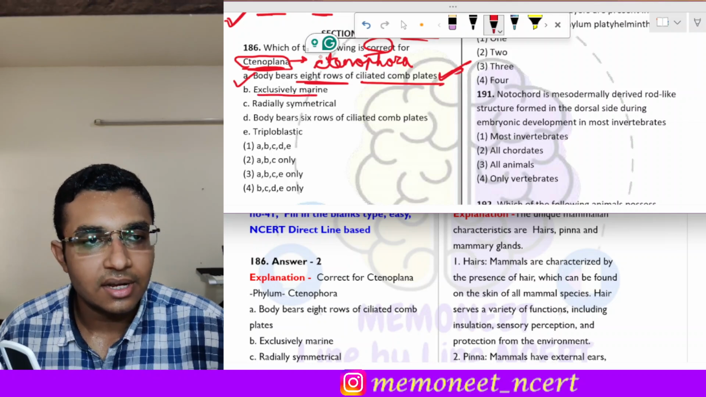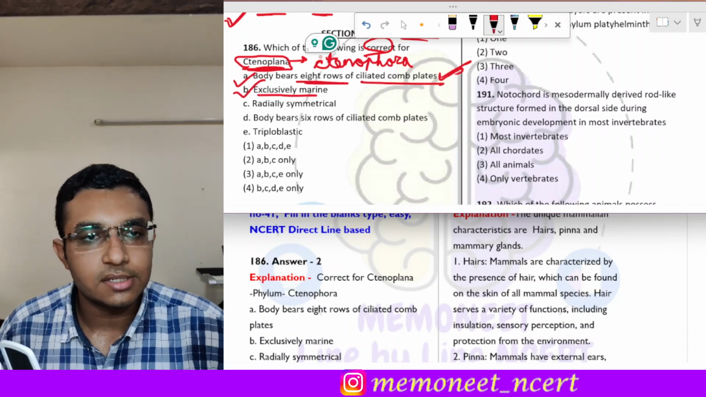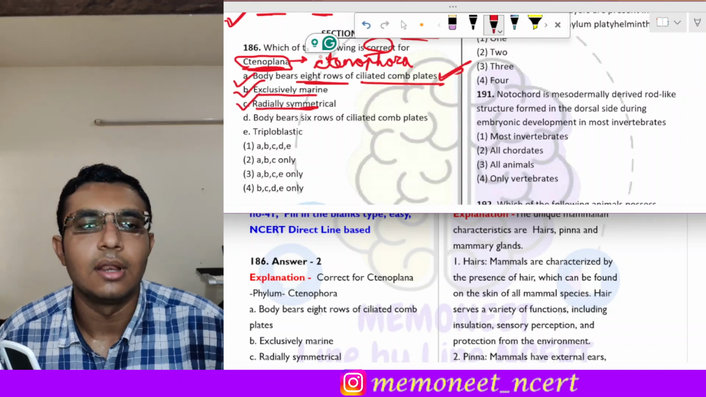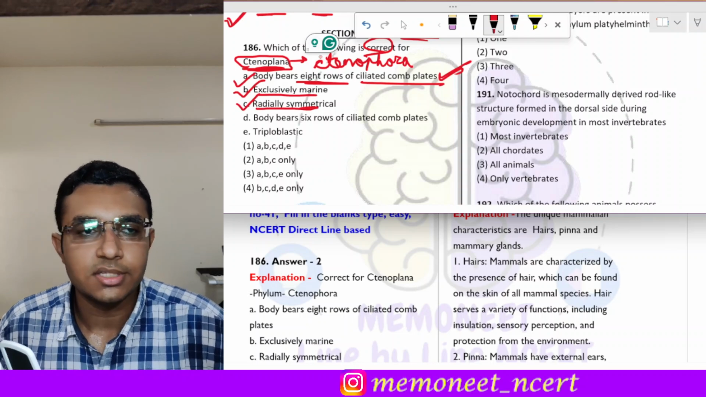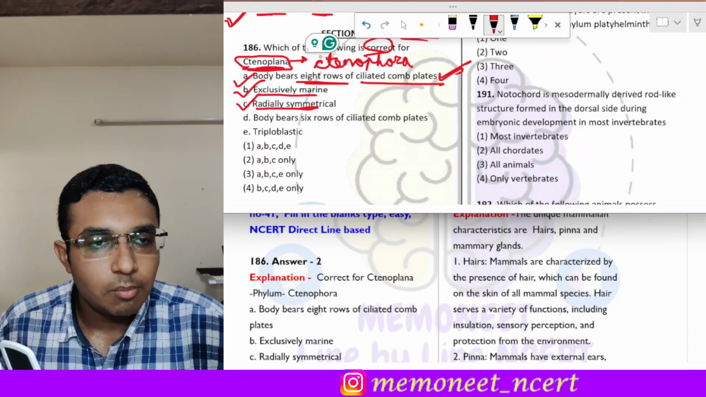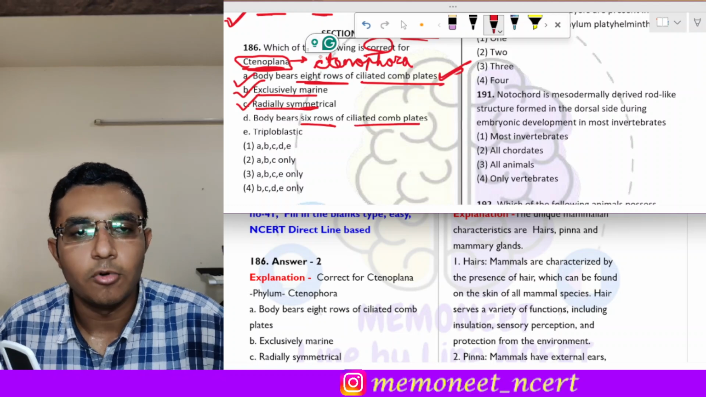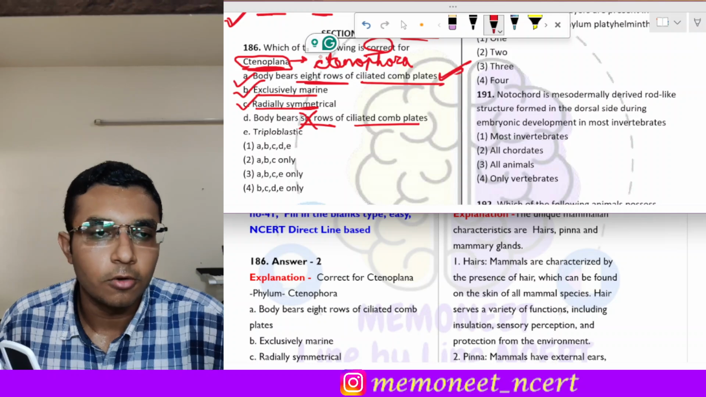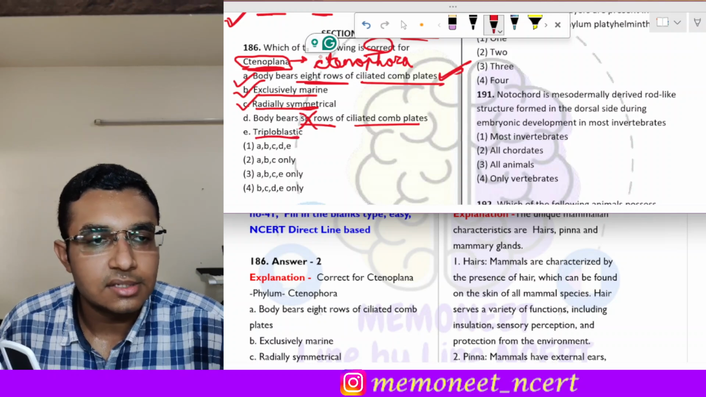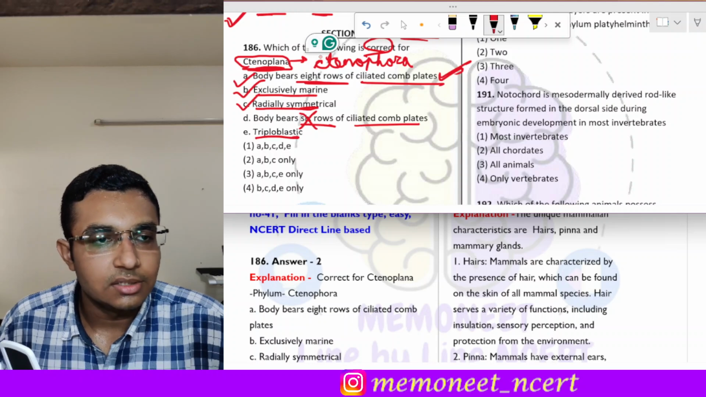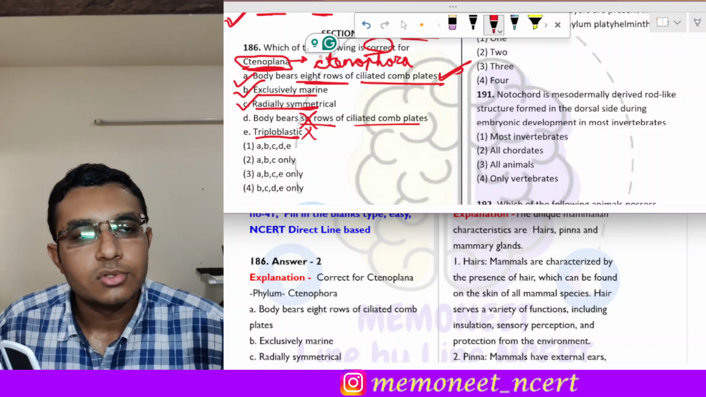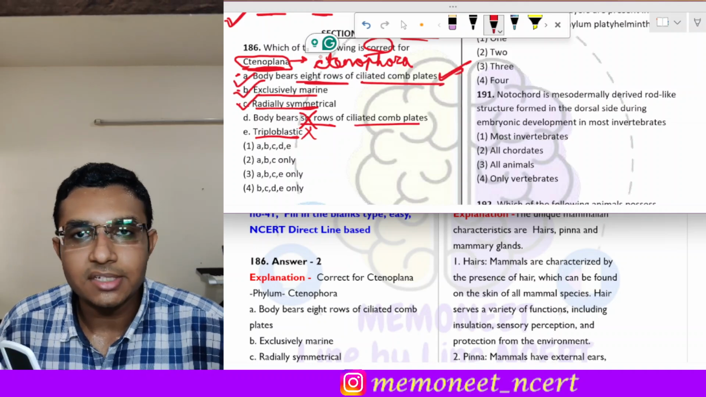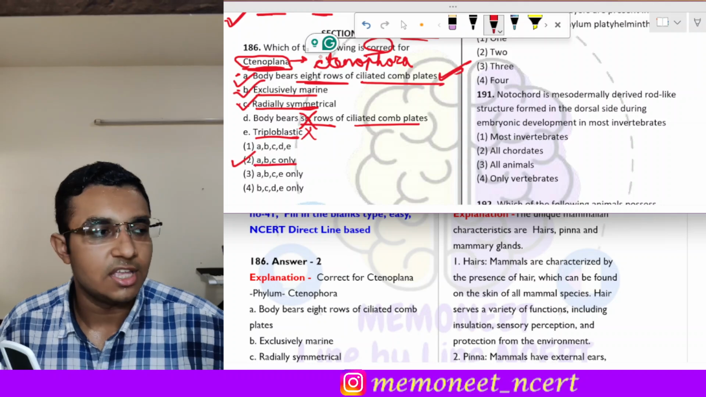Then B is they are exclusively marine, so that is also a characteristic feature of Ctenophora, so B is also correct. Then C is they are radially symmetrical, so yes, this is also correct. Okay, they show radial symmetry. Then D is the body bears 6 rows of ciliated comb plates. So no, this is incorrect because their body bears 8 rows of ciliated comb plates. And E is they are triploblastic. So this is also incorrect. Okay. So among these, the correct ones are A, B and C. So which is the option showing A, B and C correct? It is option 2. Okay, that is A, B and C only.